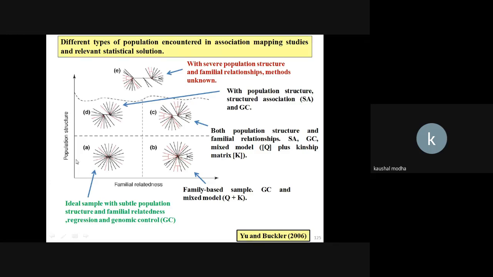There's another population you can see in this graph. Genetic relationship is very low here. The lines are not connected, but population structure is very high in this particular population, because there is no common center for these lines. For that, structured association and genomic control can be utilized. There is a fifth kind of population where there is extreme genetic relationship and extreme population stratification. There is no statistical solution for this kind of population, and accurate or powerful association mapping in this population is very difficult to achieve.